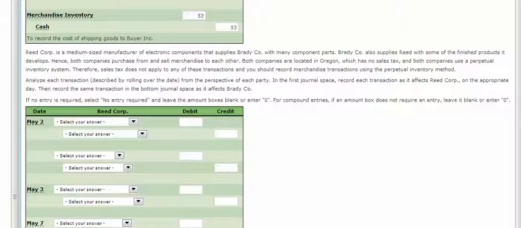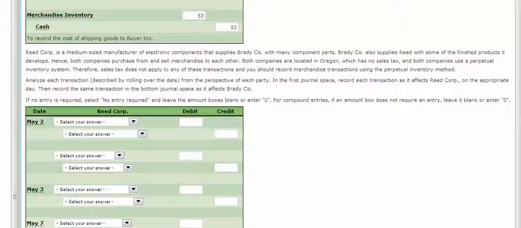Next, it says Reed Corporation is a medium-sized manufacturer of electronic components that supplies Brady Company with many component parts. Brady Company also supplies Reed with some of the finished products it develops. Hence, both companies purchase and sell to each other. Both companies are located in Oregon, which has no sales tax. Both companies use a perpetual inventory system. Therefore, sales tax does not apply to any of these transactions, and you should record the merchandise transactions using the perpetual inventory method.